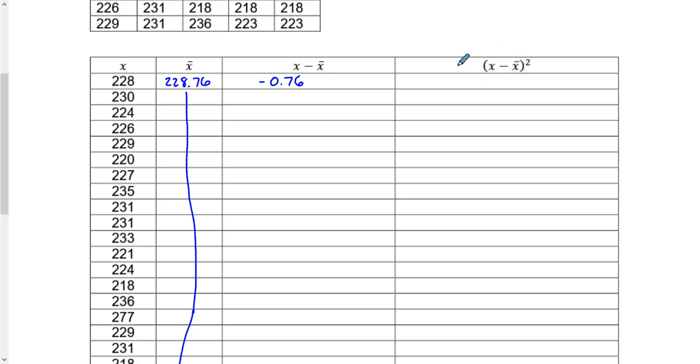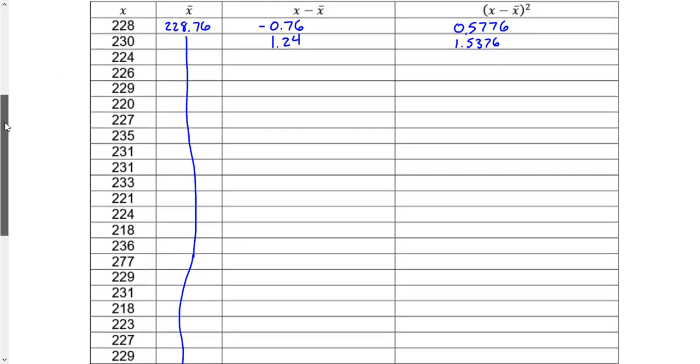And when you do it in the chart, you'd have to then square it. So squaring it, it comes out as 0.5776. Similarly, if we take 230 subtracting 228.76, we get 1.24. A 1.24 squared is 1.5376. We're going to do that for the entire chart. Now I'm going to do that quickly without it being recorded.